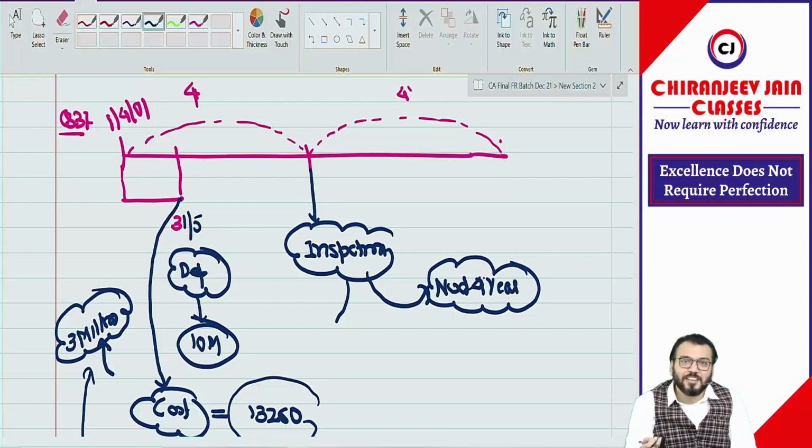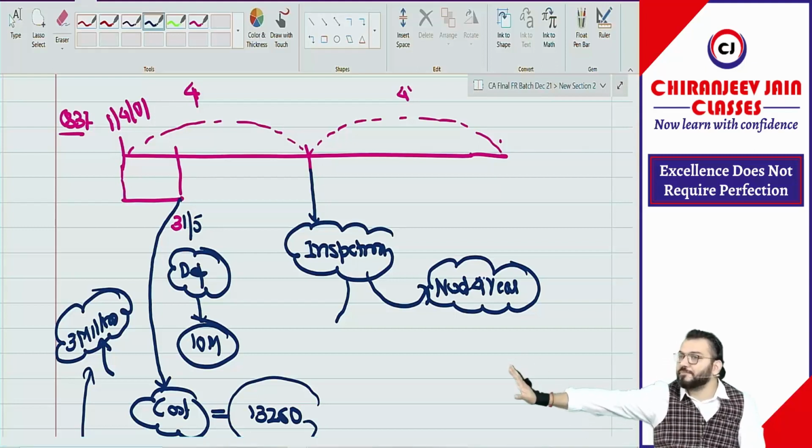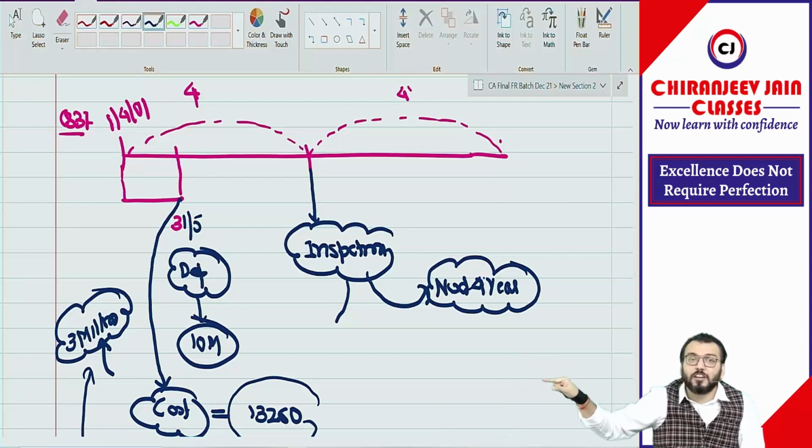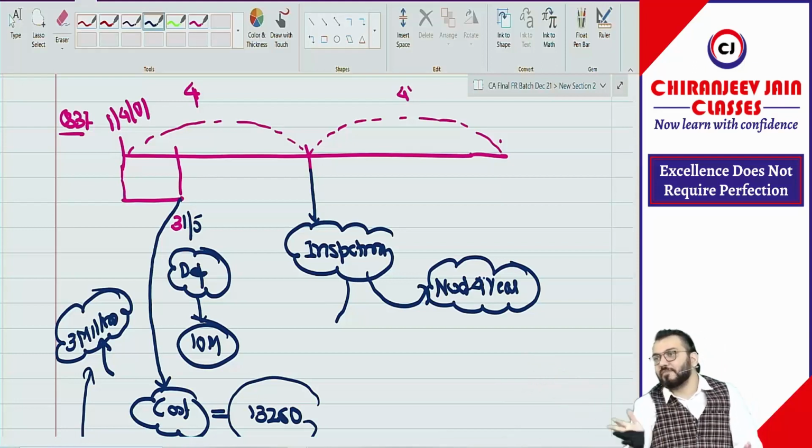It was already inspected now. For example, you purchase one camera, means the camera was produced, and when it was produced, at that time it was inspected. Means in that cost some inspection cost is included or not? Not understood it? One second.